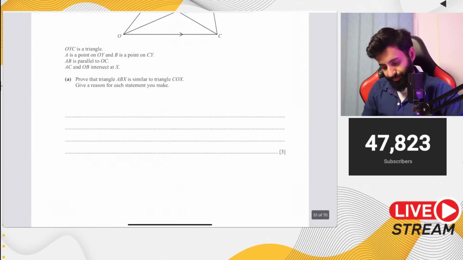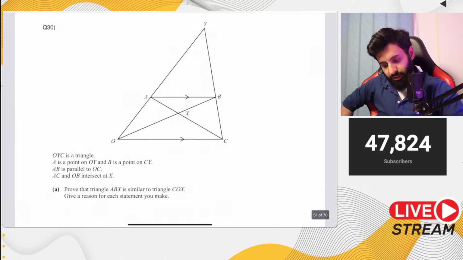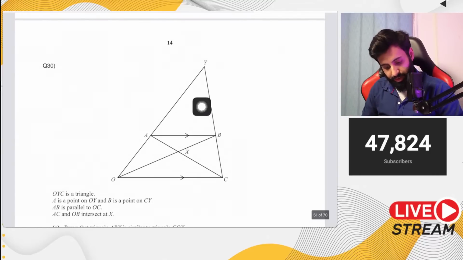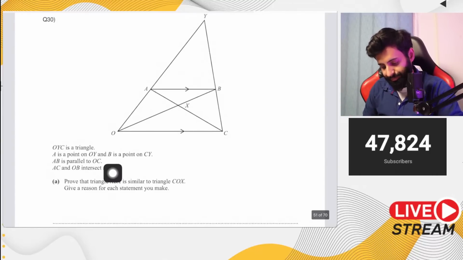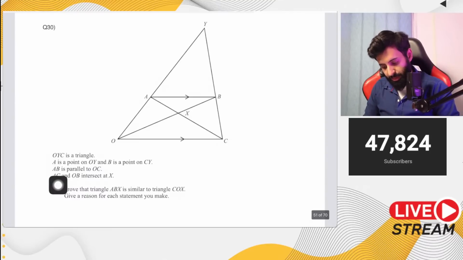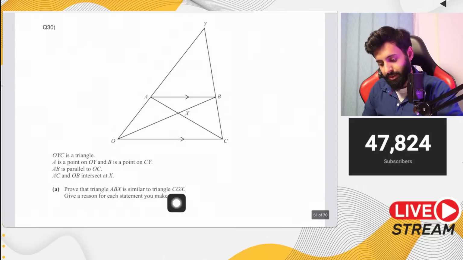Okay, so this is a question that we did in the last class. It says OYC is a triangle. A is a point on OY, and B is a point on CY. AB is parallel to OC. AC and OB intersect at X. Prove that triangle ABX is similar to triangle COX.